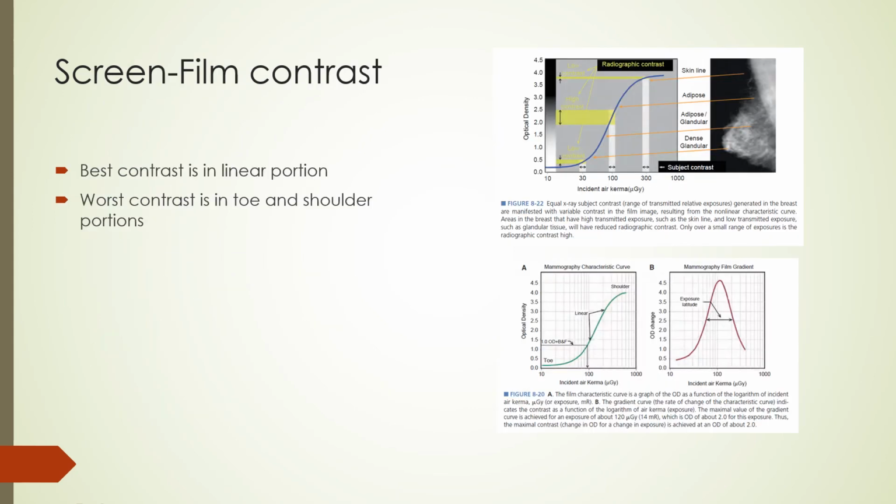In screen film systems, the best contrast in mammography film occurs at the linear portion of the HD curve. There is significant reduction in contrast on the toe and shoulder portions of the curve. Even with optimal contrast, anatomic information in dense glandular breast tissue and at the skin line may not be visibly rendered.